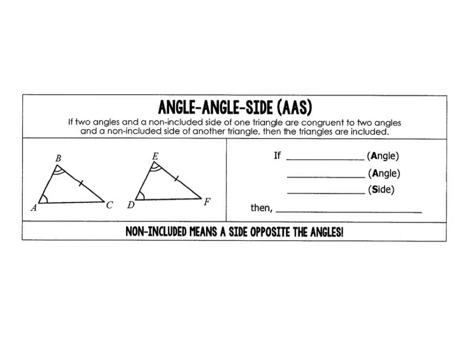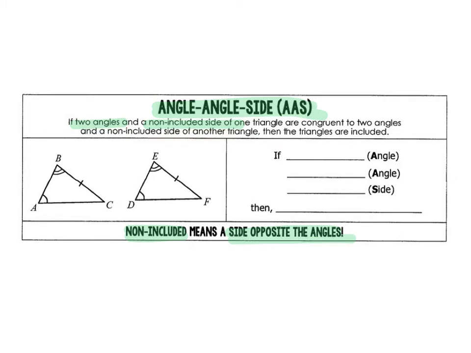All right, another postulate we're going to talk about is angle, angle, side. So if we have two angles and a non-included side of one triangle, and those are congruent to two angles and a non-included side of another triangle, then the triangles are congruent. And just so we know, non-included means a side opposite of either one of the angles.